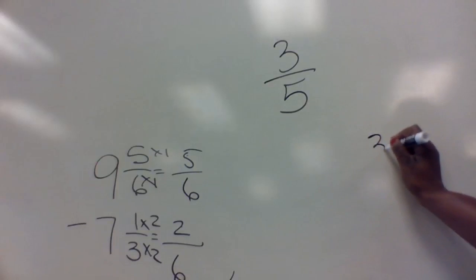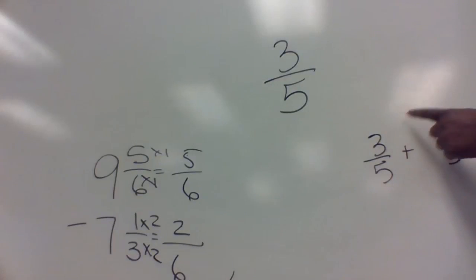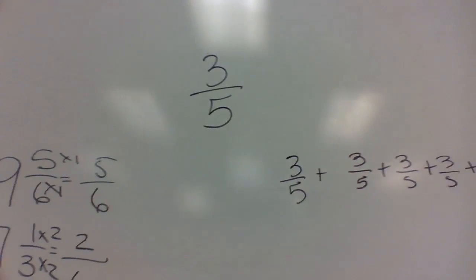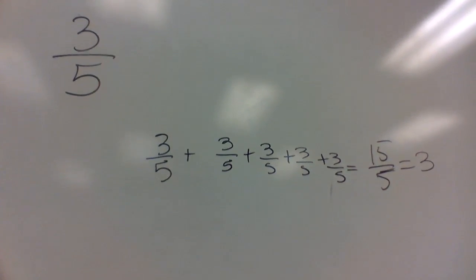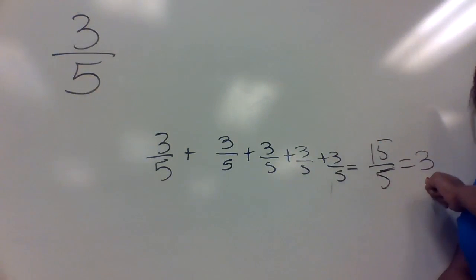Now think about this. If 5 friends get 3/5 of a pack, right? This is 3, 6, 9, 12, 15, divided by 5. You see, that's 3 packs. So each friend gets 3/5 of a pack. That's how I check mine. If every friend gets 3/5 of a pack, I'm going to have 3 packs.